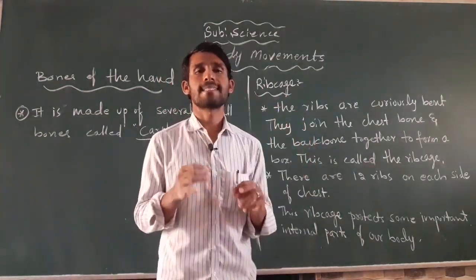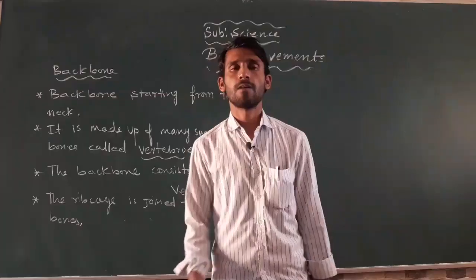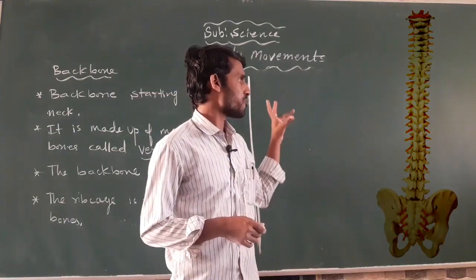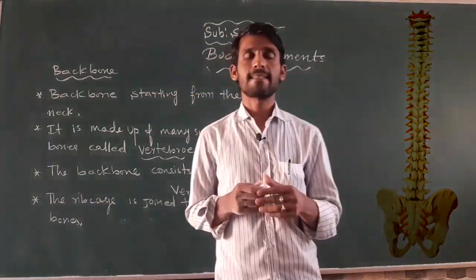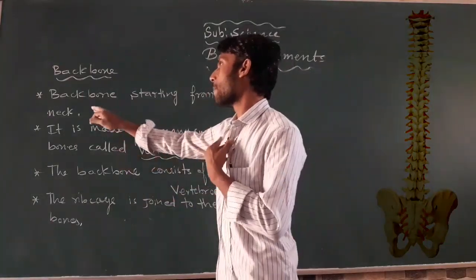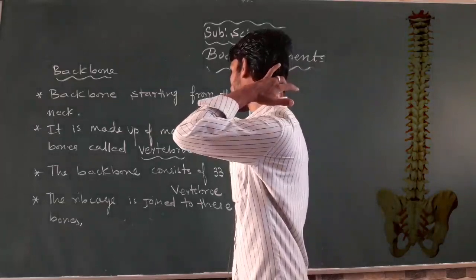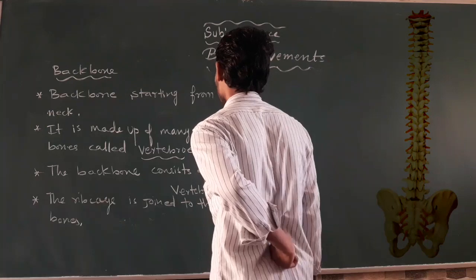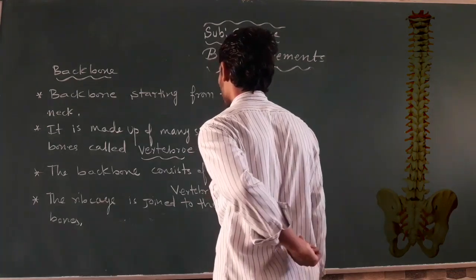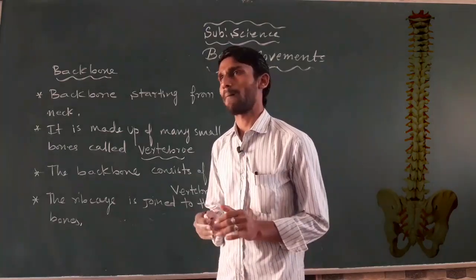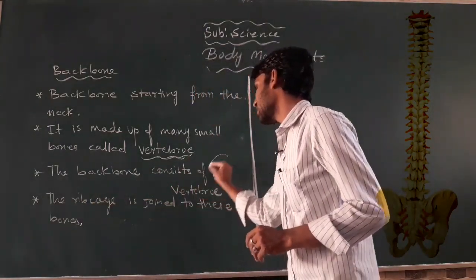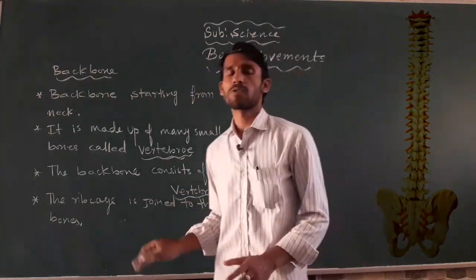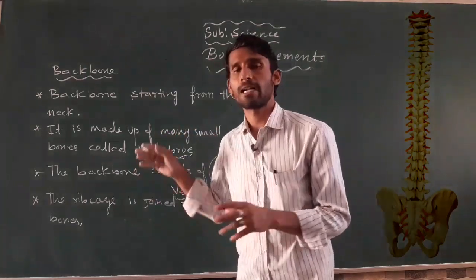Dear friend, next are some points regarding the backbone. Look at this picture. This is the backbone picture. Let us see some important points about the backbone. First, the backbone starts from the neck bone. You press here and you will feel some small ring-type structures. These small bones are called vertebrae. The backbone consists of 33 vertebrae. The rib cage is joined to these bones. Dear friend, these are the important points regarding the backbone.